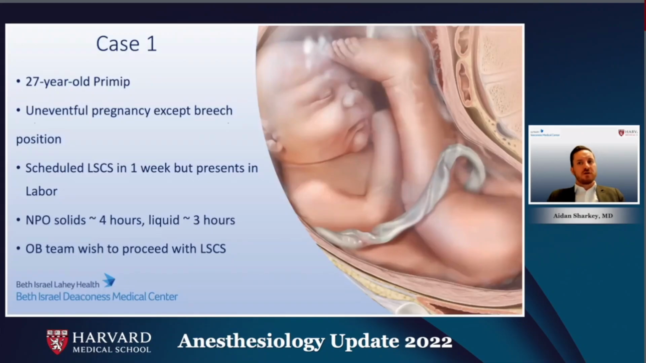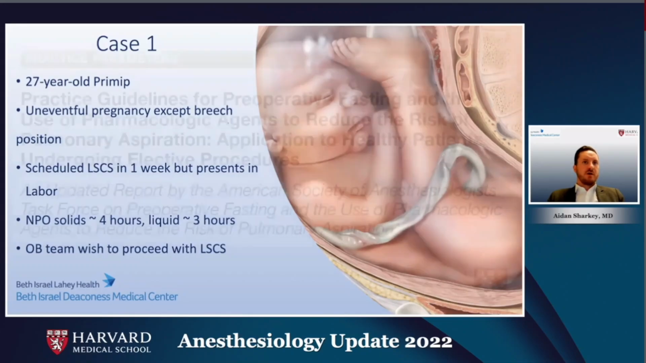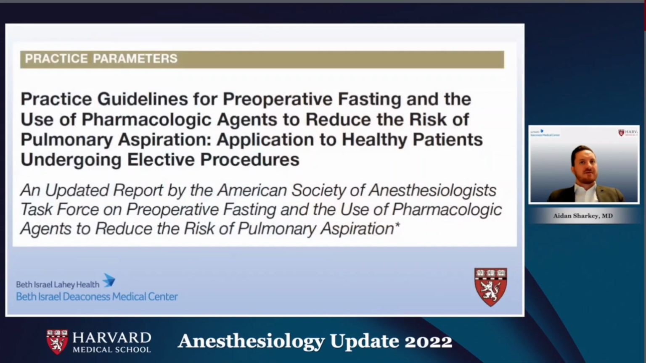When we go to talk to the patient, she says that she is NPO for solids for the last 4 hours and liquids for the last 2 hours. So looking at the guidelines as set out by the ASA, the recommended time for fasting for adults undergoing a surgical procedure is 6 hours for solids, or 8 hours if fatty or fried food is ingested, and also NPO 2 hours for clear liquids.